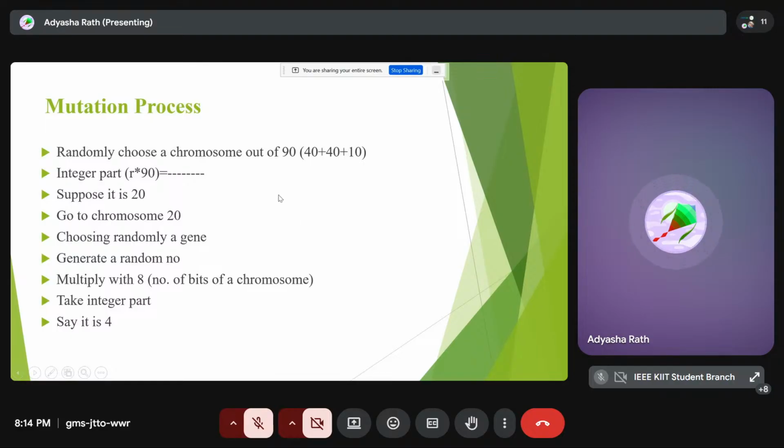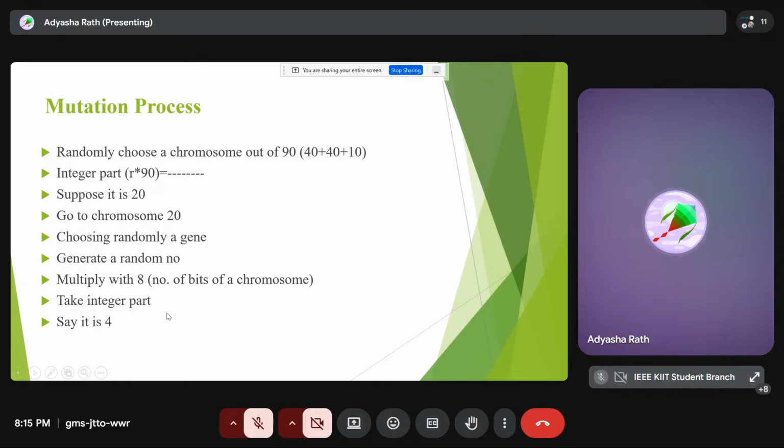So here we randomly choose a chromosome out of 90, that means 40, 40, 10. Take the integer part of a random number multiplied by the total. Suppose I got 20. Now what to do? I will go directly to chromosome number 20, randomly choose a gene: generate a random number and multiply it with 8.